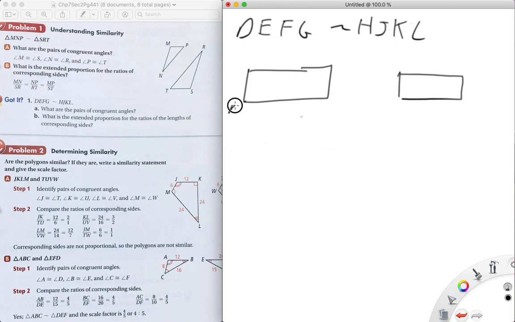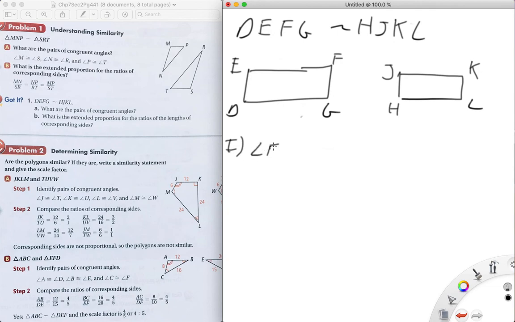D is first here, so I'm just going to put it here. E is second, I'm going to put it here. F is third, I'm going to put it here. G is that. I'm going to do the same thing over here. H, J, K, L. If it helps you to draw a picture, by all means.